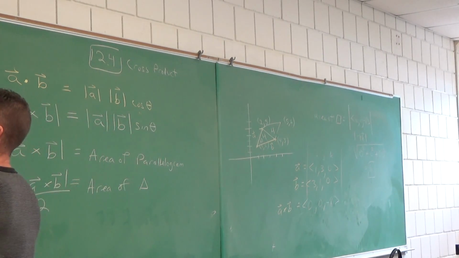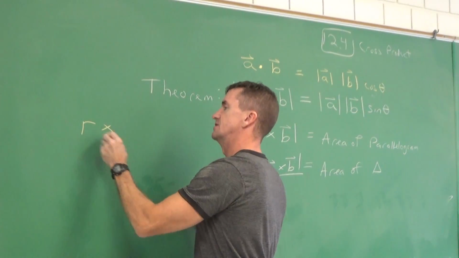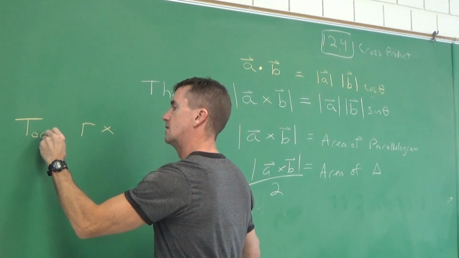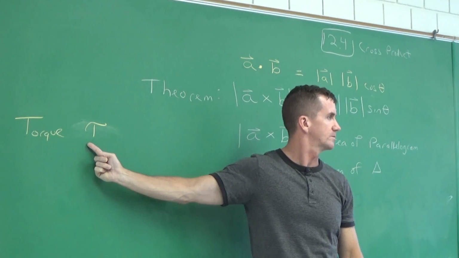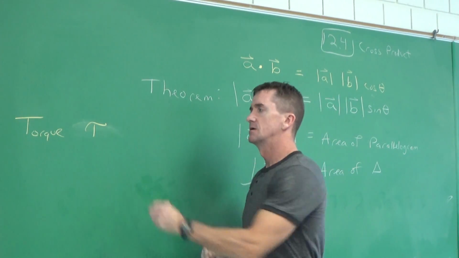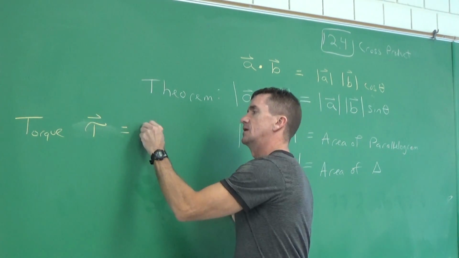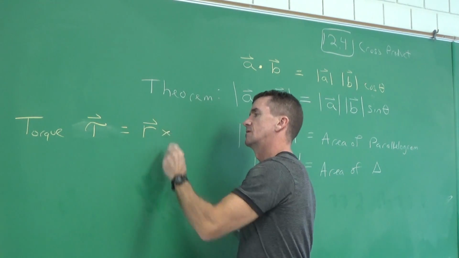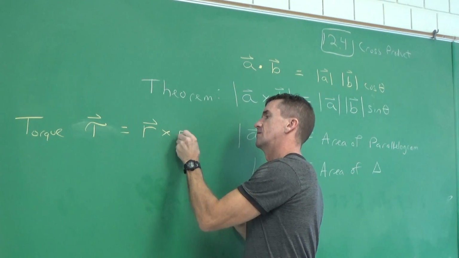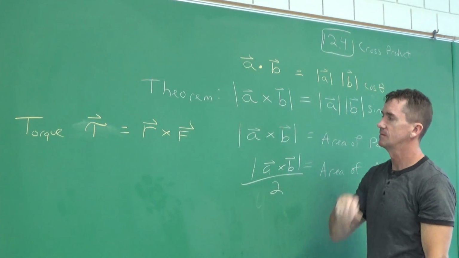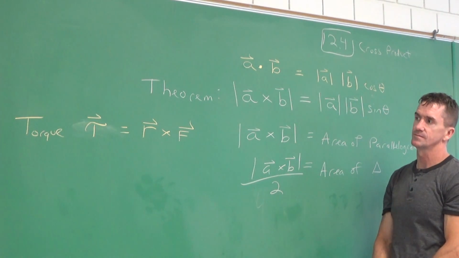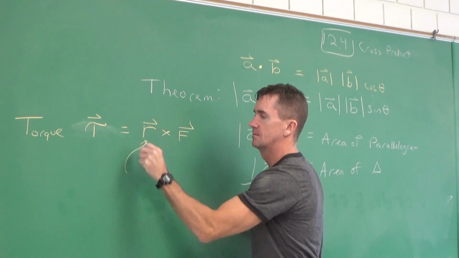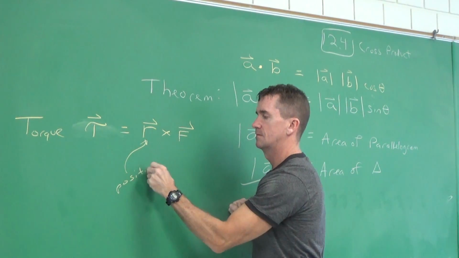Torque. Torque is defined as, they use the Greek letter tau for torque, everyone. Tau. The position vector cross the force vector. Force equals work into distance, right? That's right. But that's torque. It's the cross product of a position vector and a force vector.